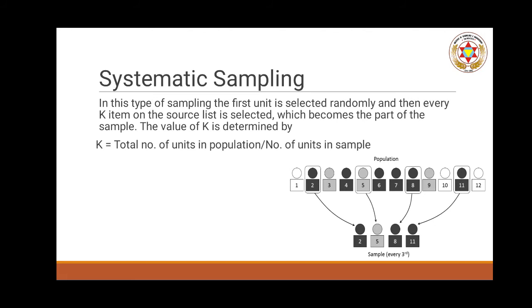Suppose we first frame the sampling frame, and then we randomly select a first number, like here we selected number 2, and then every third unit in the population is selected and included in the sample. So this is how systematic sampling is done.